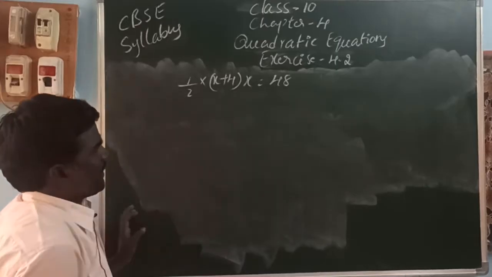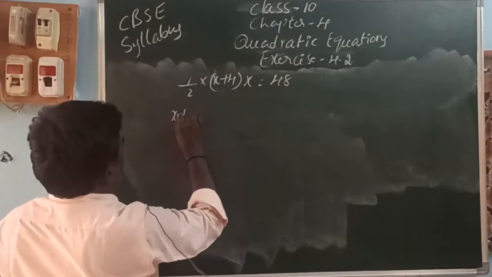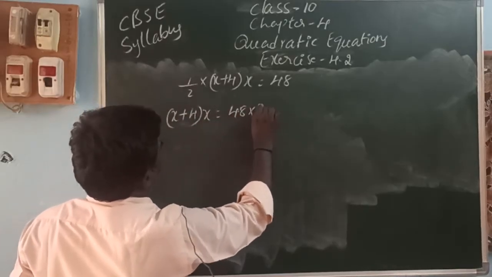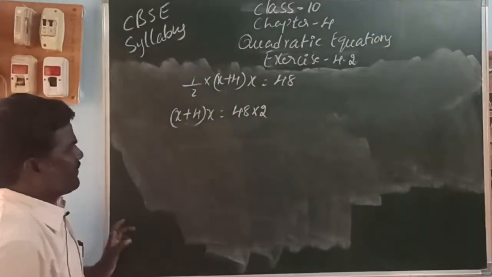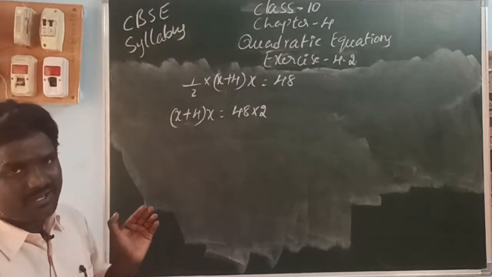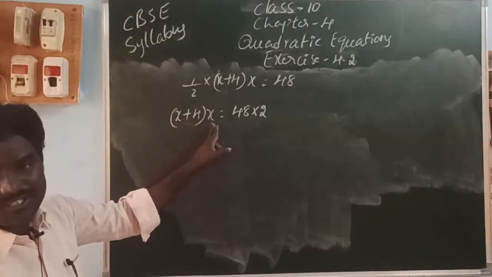So the 2 divide is moving to the right side as multiply. So that is here x plus 4 into x is equal to 48 into 2. So here in the left side we can use the distributive property. Which distributive property? The right hand side distributive property. x plus 4 is multiplied with x.